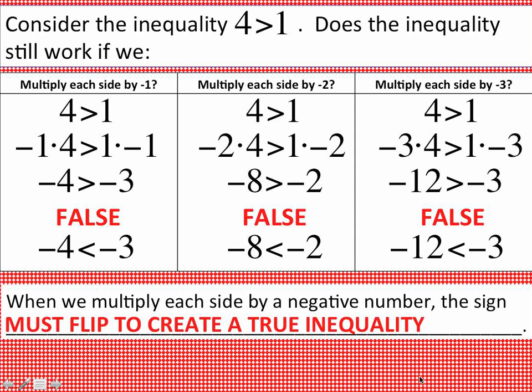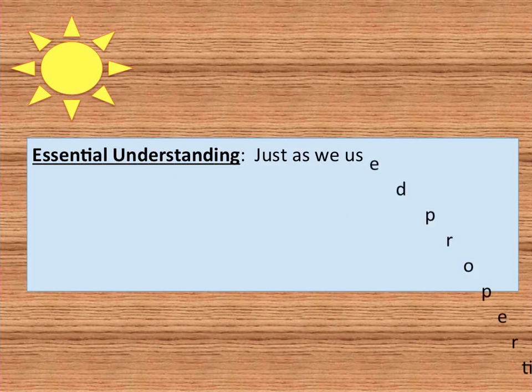This should be circled about 30 times on your sheet and highlighted and colored with any different colors you got. This is the number one rule you got to follow whenever you deal with inequalities. It only happens with multiplication and division. Multiply or divide by a negative, flip the sign around. Okay, so that's your essential understanding.